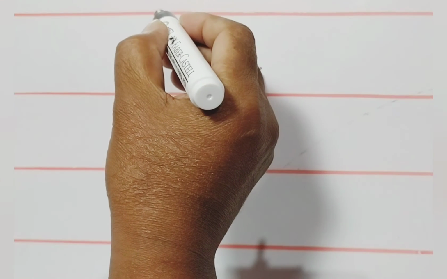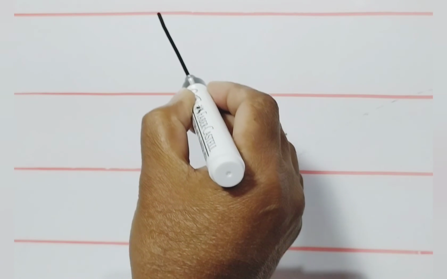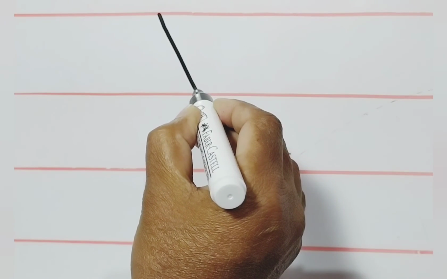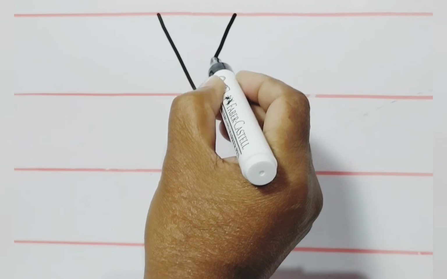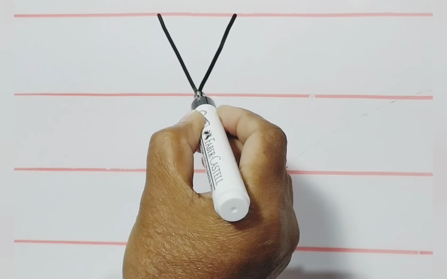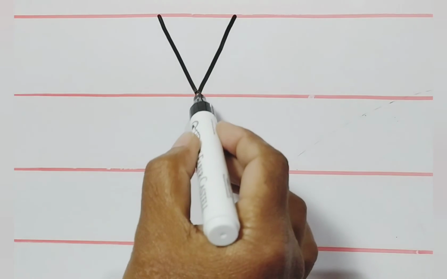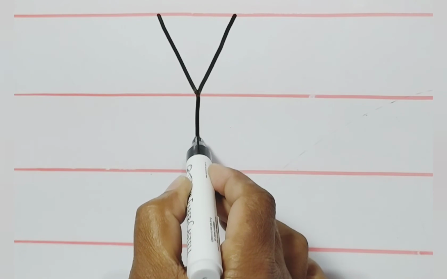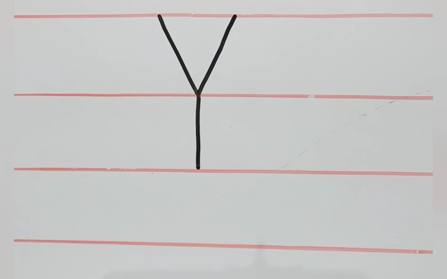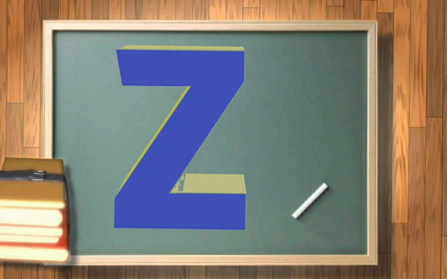Start from the top and make a slanting line down to the right till the middle. Go to the top again and now make a slanting line down to the left till the middle. From the meeting point of these two lines, draw a standing line to the bottom. This letter is Y. Next letter Z.